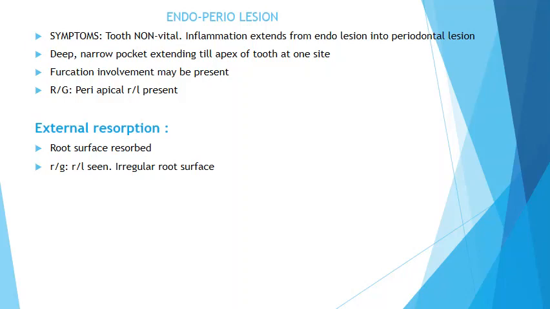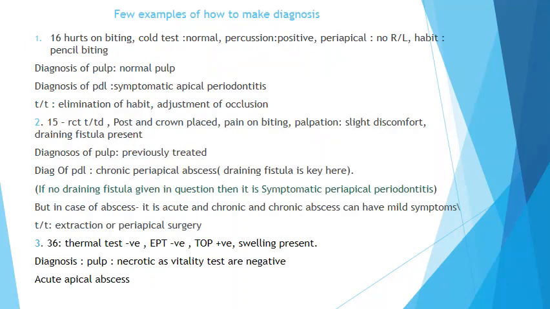Now what is important about this lecture is that we are going to discuss a few examples on how to make a diagnosis based on the information provided in the case history. We are going to take only that information which is giving us something about the pulpal condition or the periodontal condition. So we are not taking a complete case here, only the information which is helpful for answering the periodontal and the pulpal conditions. So let us begin.